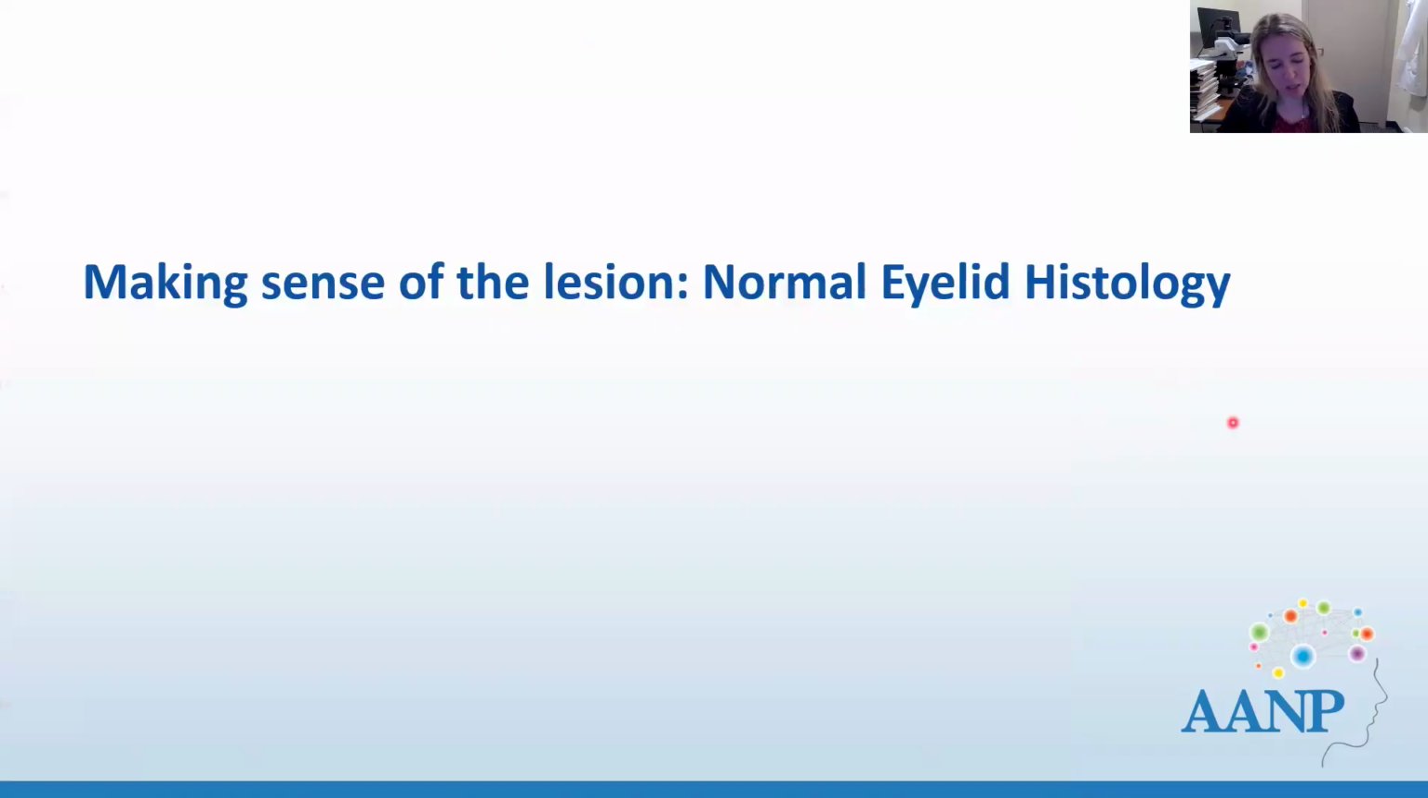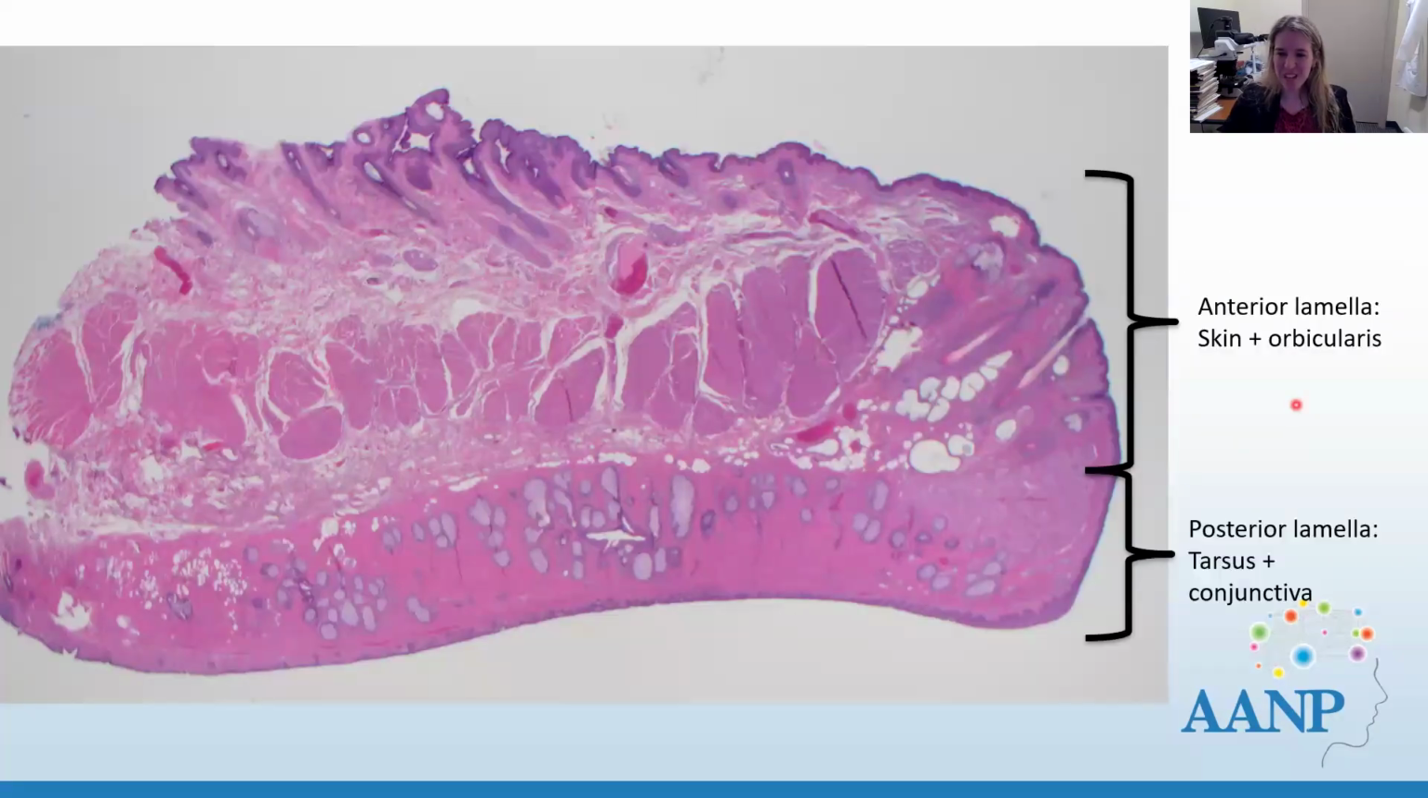So let's try to make a little bit more sense of it by looking at some normal eyelid histology to orient us. So eyelids, clinically, we often talk about anterior lamella and posterior lamella. And sometimes a surgeon may ask you, was the lesion, for example a basal cell, in the anterior lamella or the posterior lamella, which area is it in? Because from a reconstruction standpoint or a clinical standpoint, it can sometimes make a difference. The anterior lamella is skin and orbicularis muscle. The posterior lamella is tarsus, this tarsal plate, and the conjunctiva.